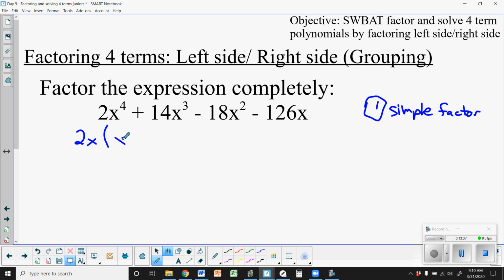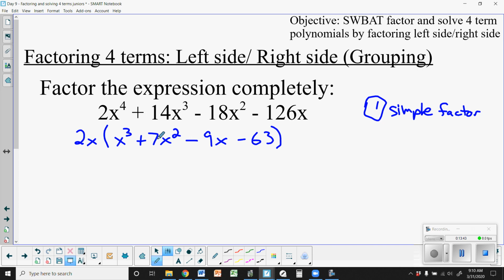And when we factor out a 2x, what are we left with? Well, we're left with x cubed. We're left with plus 7x squared. Negative 18x squared divided by 2x is going to be negative 9x. And then 126 divided by 2x, let's see here. So 6 divided by the 2 will be a 3. 12 divided by the 2 will be 6, so 63. So let's write minus 63. And maybe your mind's already seen some patterns here of what is 7 and 9 and 63.